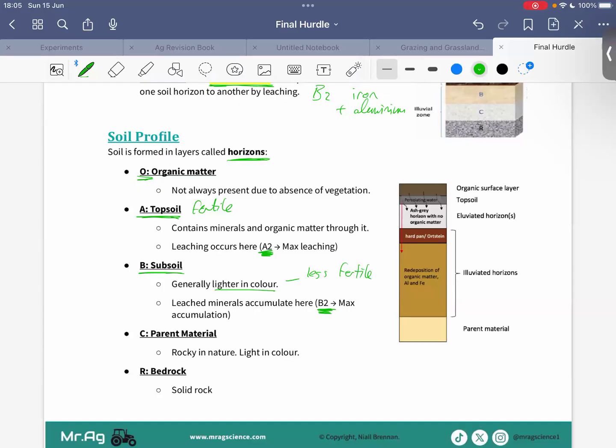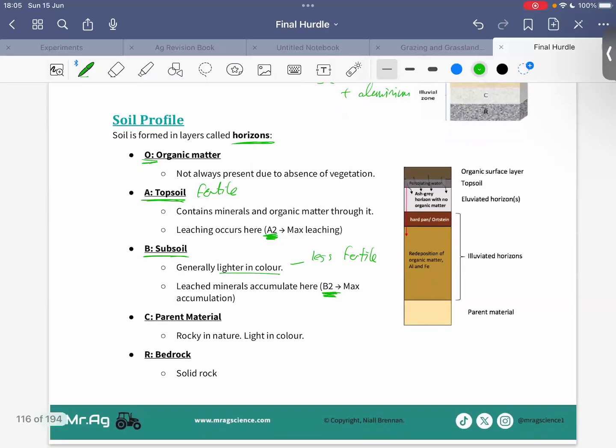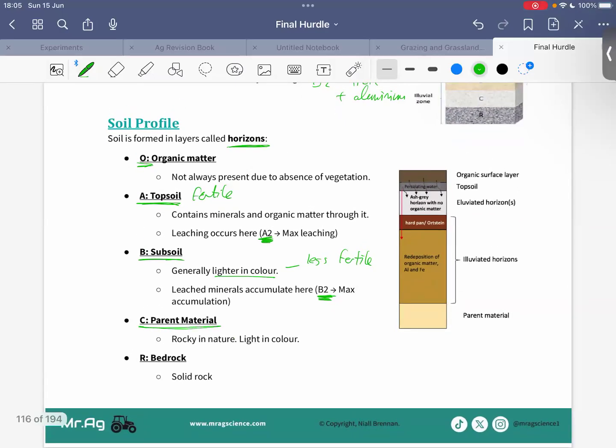Brown earth soils, uniform in color, very dark soil profile in comparison to your podzol soil, where the A horizon is going to be bleached in color. C is going to be your parent material, rocky in nature, light in color.